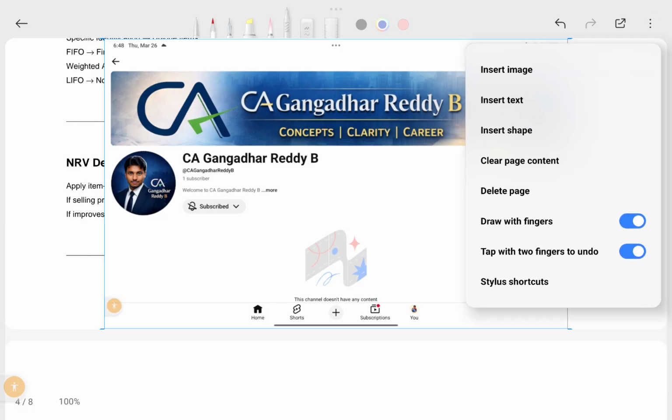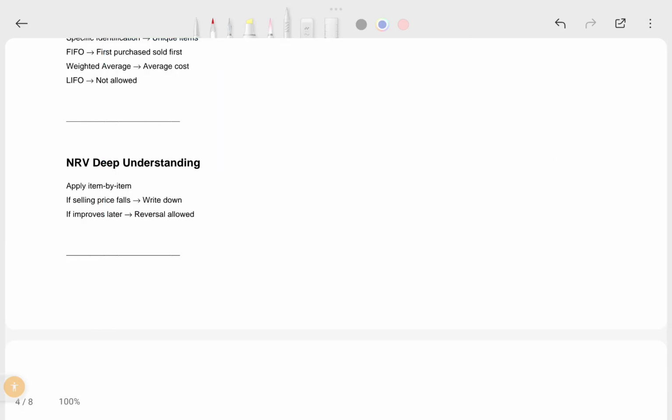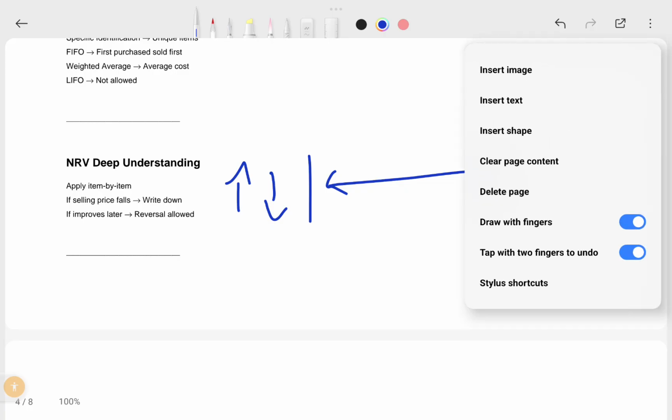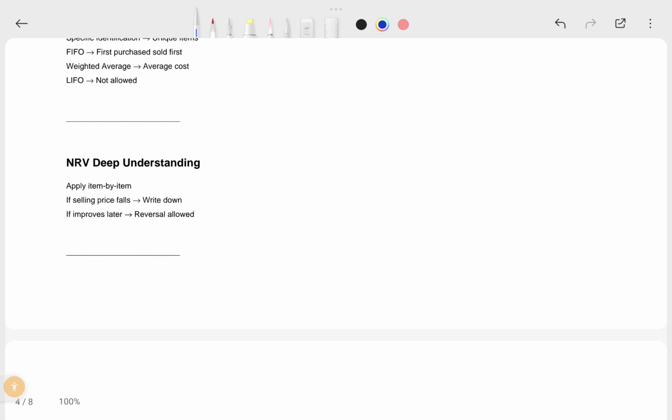Now today we will complete the entire concept, the remaining concepts in Ind AS. In yesterday's class, in the Ind AS part 2 video, there were some doubts asked on NRV balancing, like while we increase the NRV or decrease the NRV, we need to reverse it in subsequent years. This was the explanation in the previous class. A few people are asking doubts on this, so I will clarify in detail.